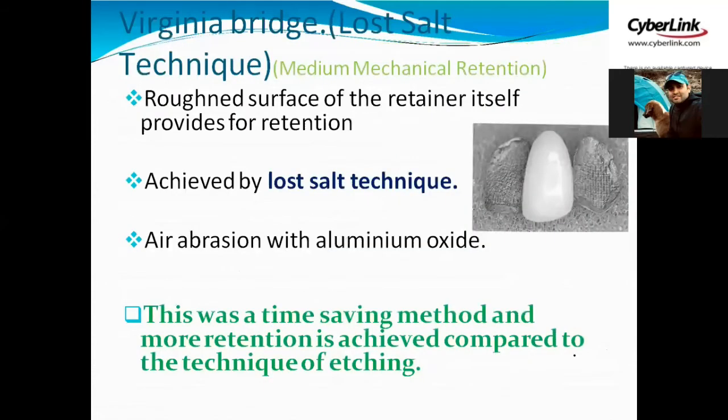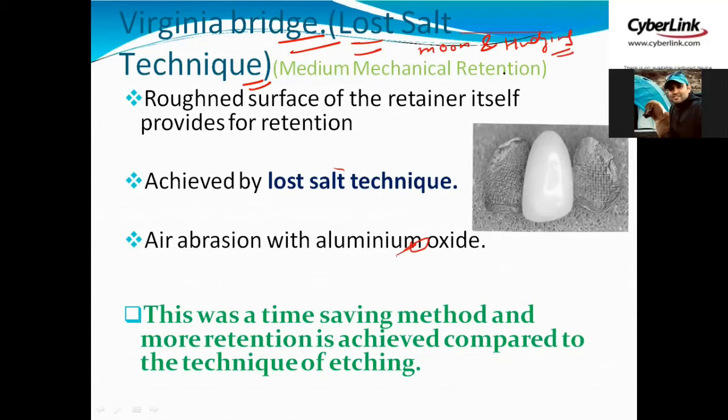We come to the Virginia bridge. In the Virginia bridge, these are resin fixed partial dentures which use a particle roughened retainer. They were first proposed by Moon.